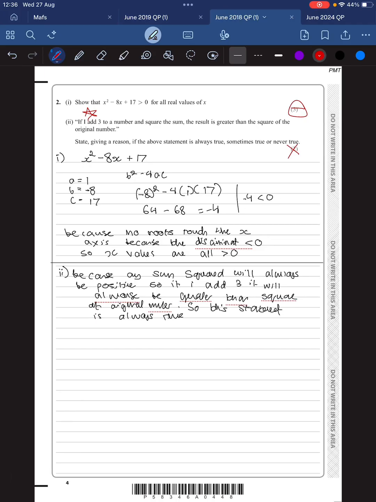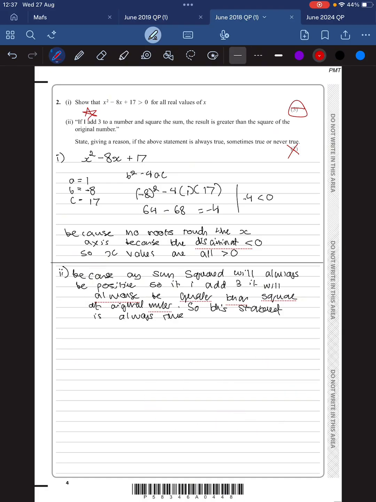Now question 2: show that x squared minus 8x plus 17, where you would do the discriminant to find out the number of values, for all real values of x. So we're given this equation, and it's telling us to find x when it's greater than 0. If we use a discriminant, we can prove that all x values are greater than 0. So there we go. Minus 4 is less than 0, which means there are no real roots, which means it's greater than 0. You know how it's like upwards, like this, right?